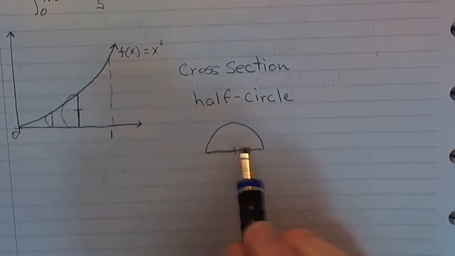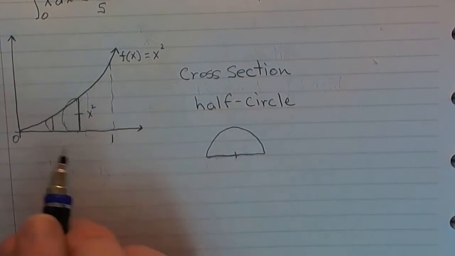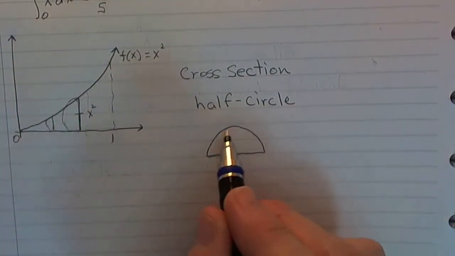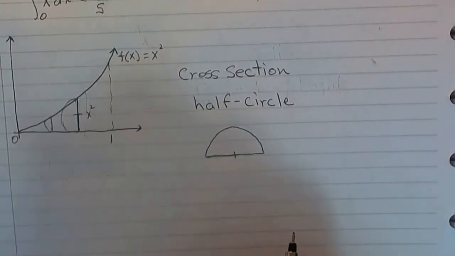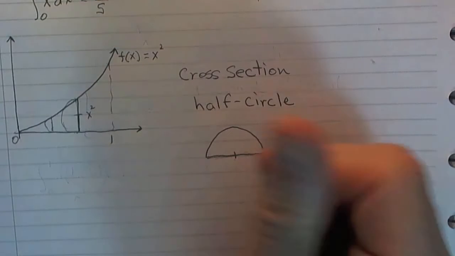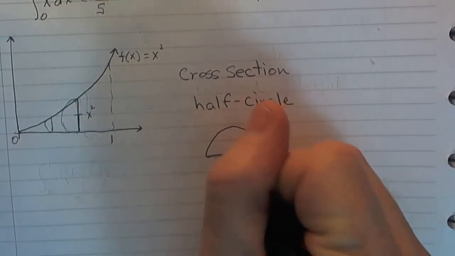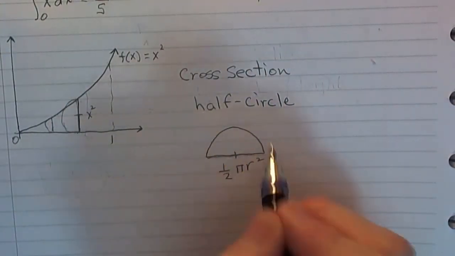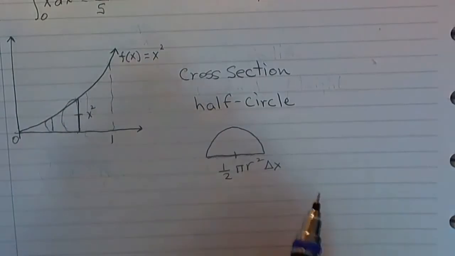And I want to get the volume. So what would we do? How would we calculate the volume of this shape? Well, I'm going to look at this cross section. Here's the cross section, and I want to calculate its area. Well, it's 1/2 pi r squared. That's the area of a semicircle. And then we're going to take, of course, times the thickness.